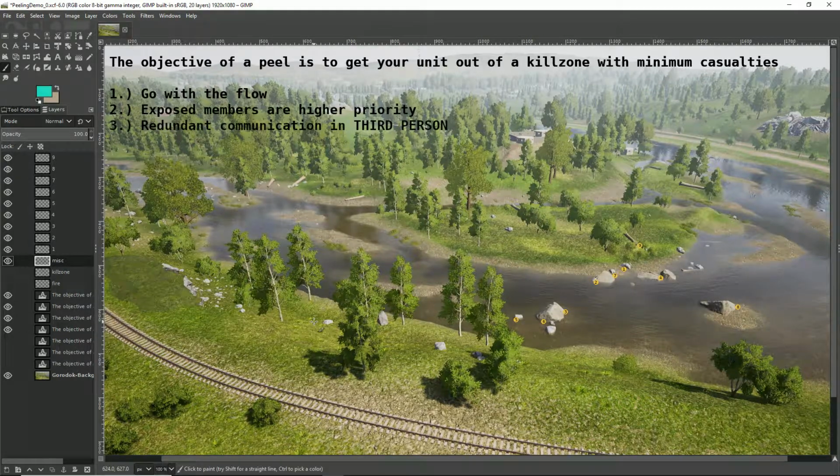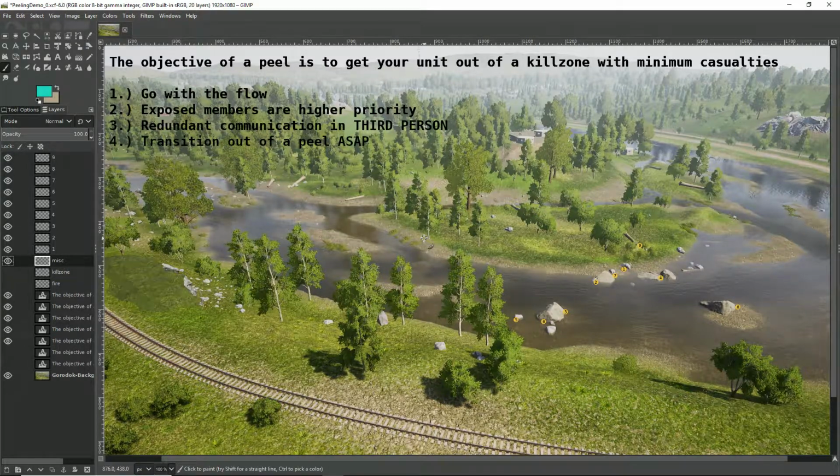Number three, redundant communication in third person is very helpful. So for example, I'm Cacti Twig. If I were number four in the situation at the very beginning, I would say Cacti Twig moving. And then when I set, I would just say set. It's really good because it's kind of hard, especially during a peel. Whenever you try one with your friends, it's very loud. Everybody's shooting. So you're going to want to really explicitly say who you are, because if you just hear, I'm moving, it's going to take you a moment to process that.